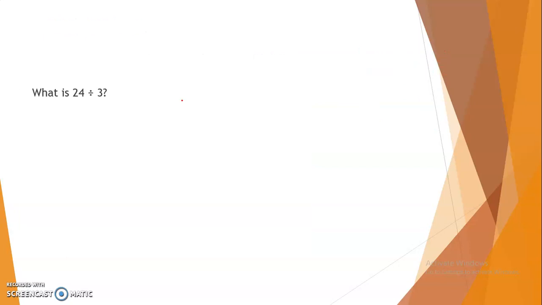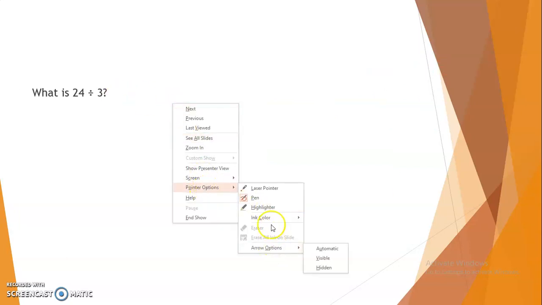Now, moving forward, what is 24 divided by 3? What is 24 divided by 3? We know 8 into 3 is equal to 24. So, 8 into 3 is 24. Right? So, 24 divided by 3 is 8.